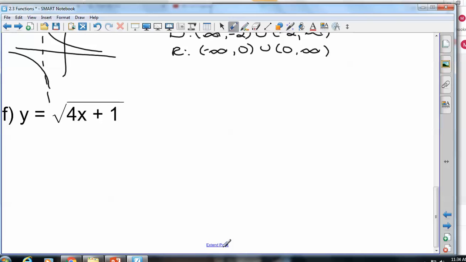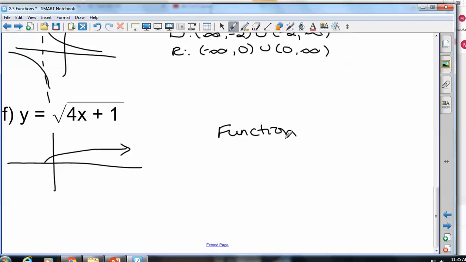The last one. You could graph this if you wanted to. You get something like this. Is it a function? Yes. Domain, maybe you can't tell just by looking at your graph, but we can from the equation, can't we?